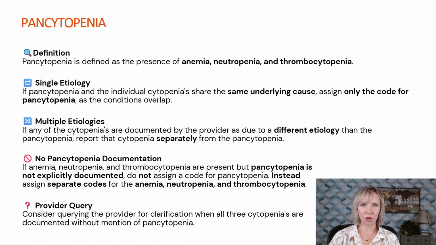If anemia, neutropenia, and thrombocytopenia are present, but pancytopenia is not explicitly documented, do not assign a code for pancytopenia. Instead, assign separate codes for the anemia, neutropenia, and thrombocytopenia. Consider querying the provider for clarification when all three cytopenias are documented without mention of pancytopenia.